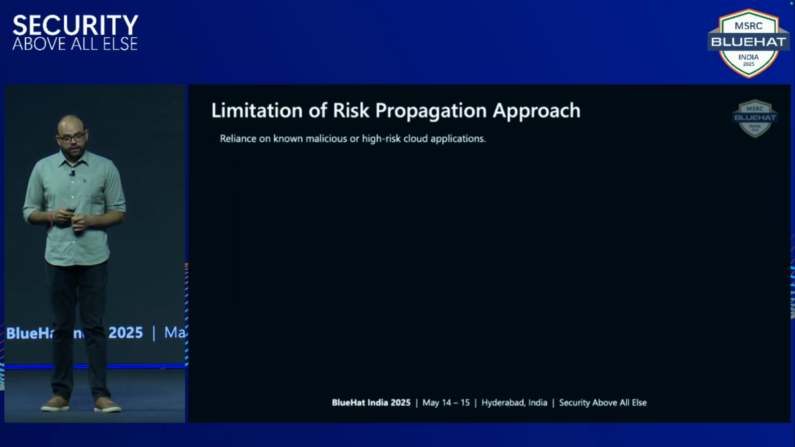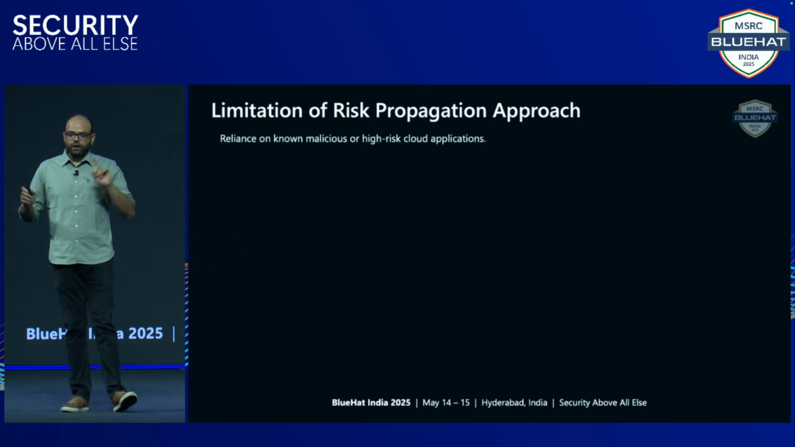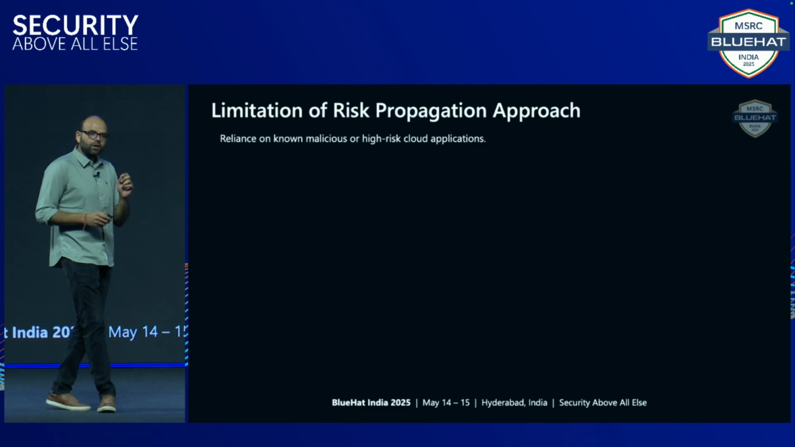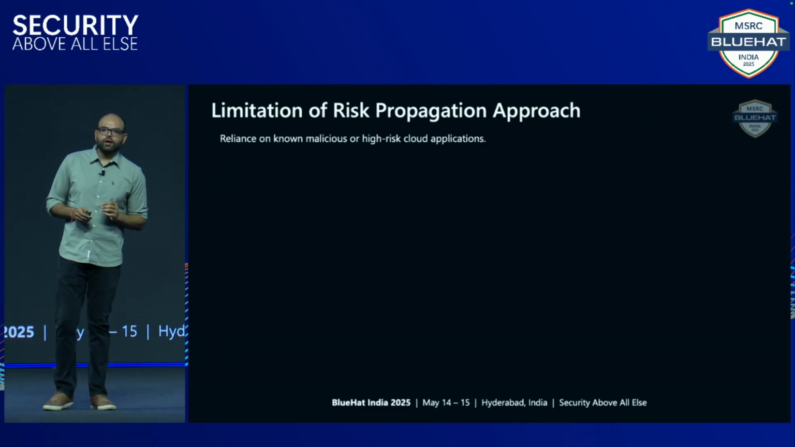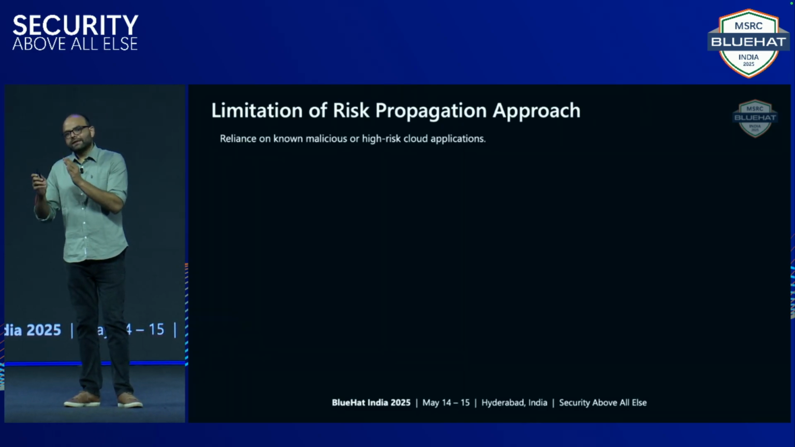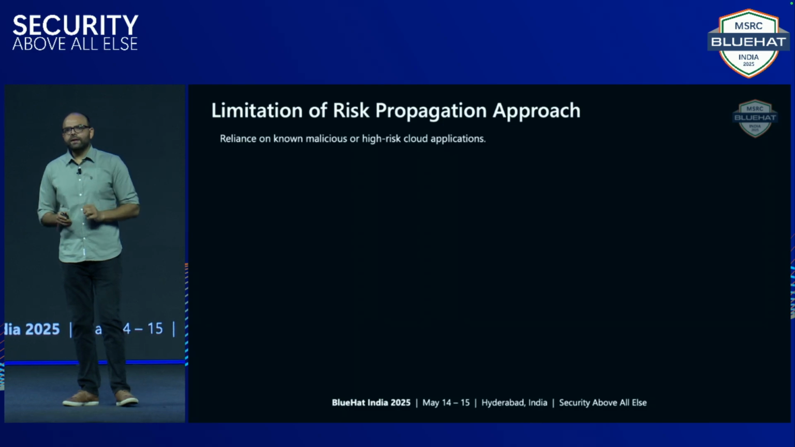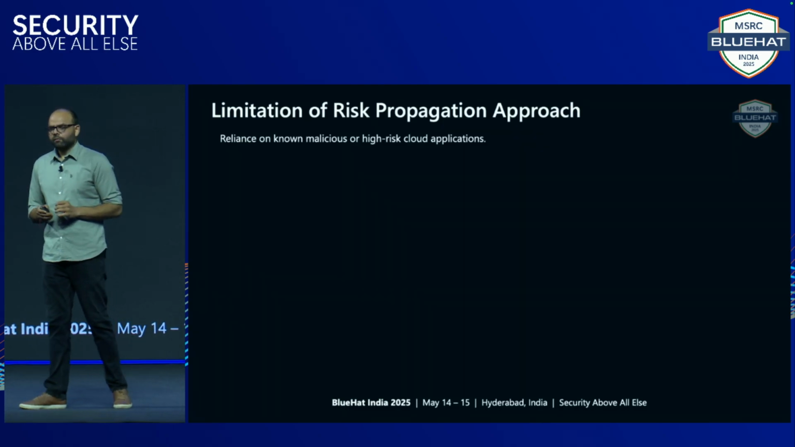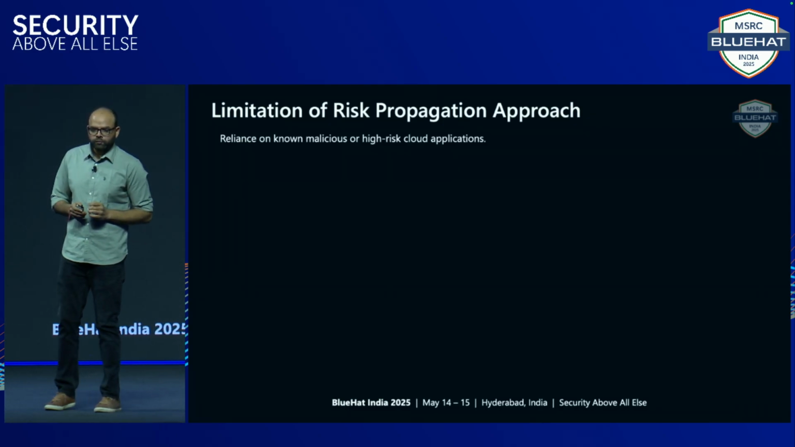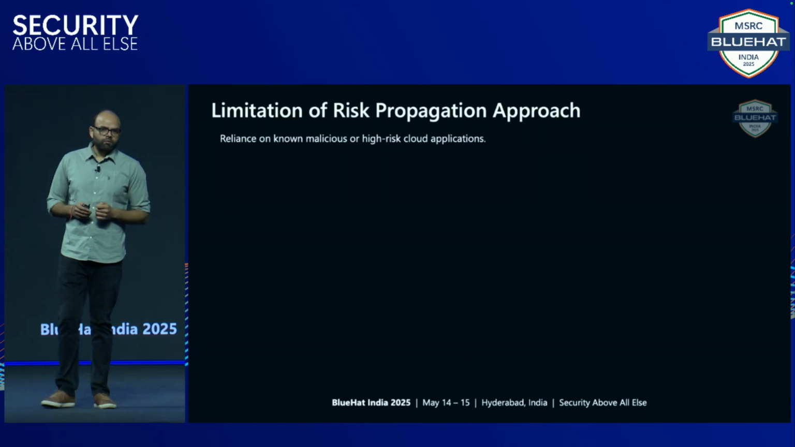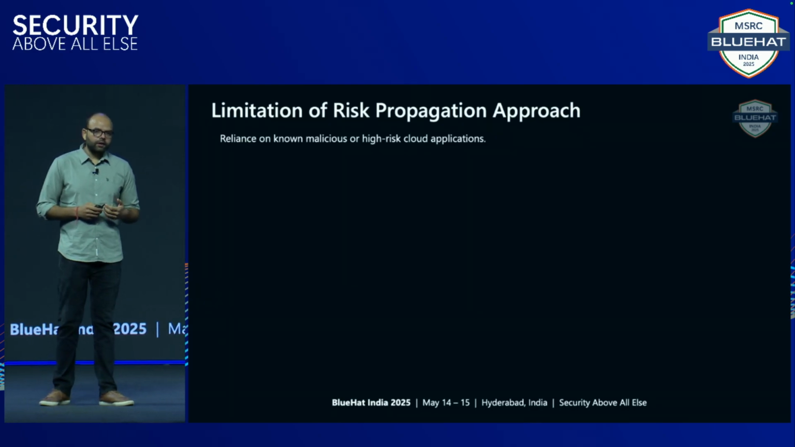Let's take a look at another limitation. If you recall our previous architecture, there was one core design choice we had, that we always start with the seed applications which are confirmed malicious or always high risk, because we wanted to keep the graph very scoped. So what kind of problem can it create in real world scenarios?